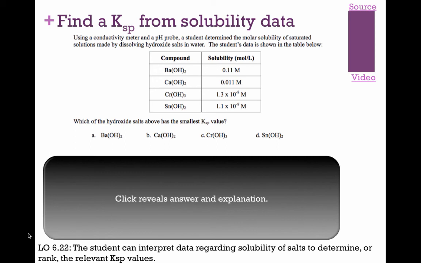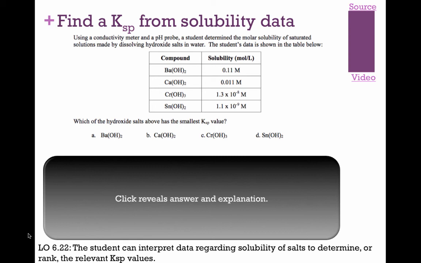Now, here's a question. What does it mean to have a very small Ksp? It doesn't dissolve very much, because think about what Ksp is. It's how many ions you make. You don't make very many ions with a small Ksp. The smaller the Ksp, the less it dissolves. The higher the Ksp, the more it dissolves. So what you need to do for this, I'll show you how we could do this one.